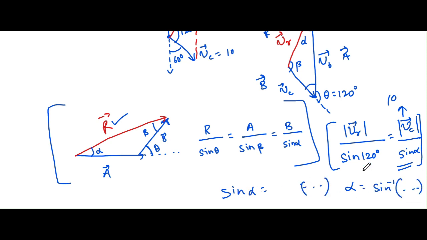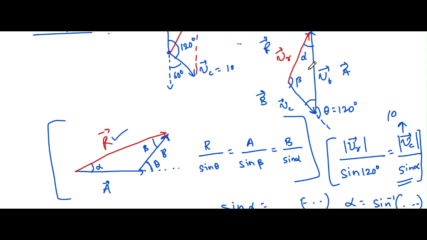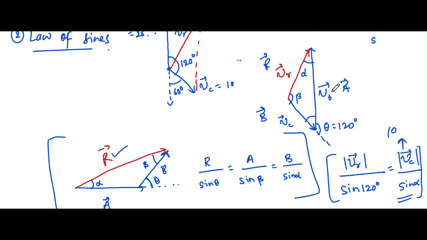So this way, we can calculate the angle between the water current and the resultant velocity. In the same way, if instead of this term we take Vb divided by sine beta, then we can calculate sine beta also.